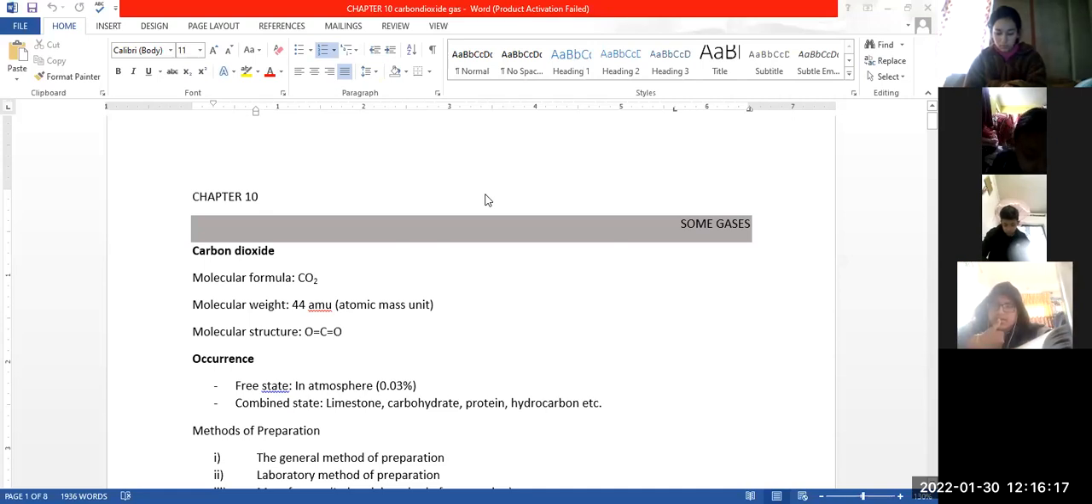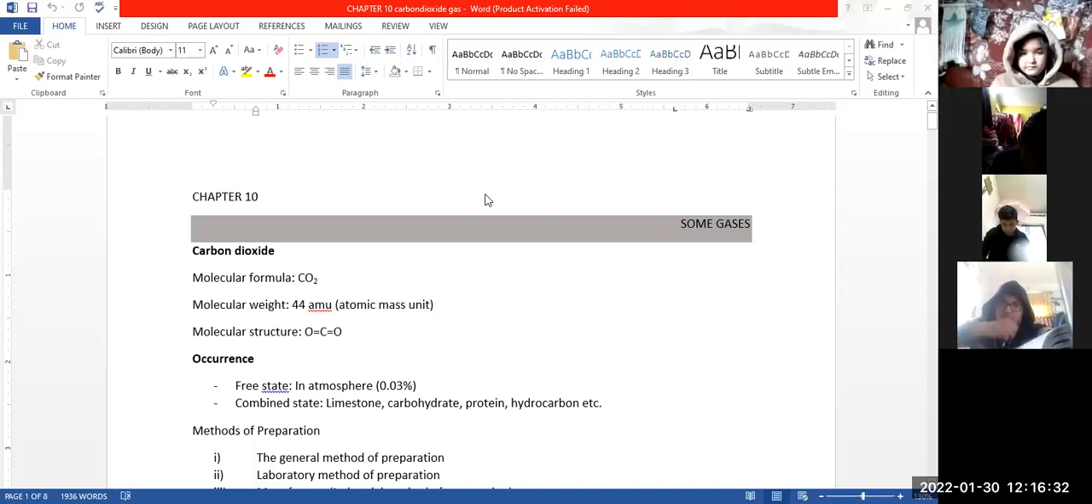Now occurrence means finding. Carbon dioxide is found in free state in atmosphere. 0.03% of carbon dioxide is found in atmosphere. And in combined state, in compound form, carbon dioxide is found in the limestone, carbohydrates, protein, hydrocarbons, carbonate rocks, in the soil, in the rock, in the form of carbonate salts.